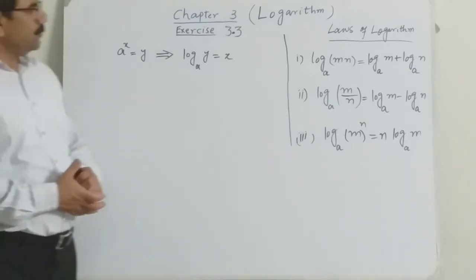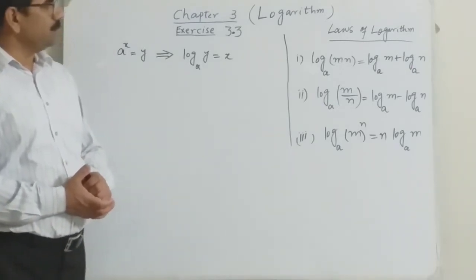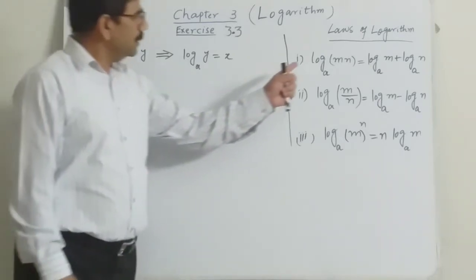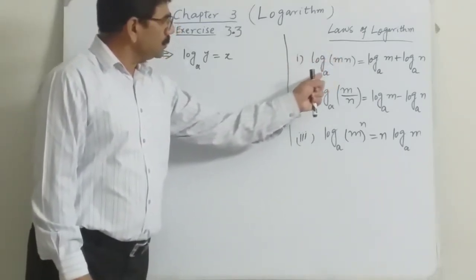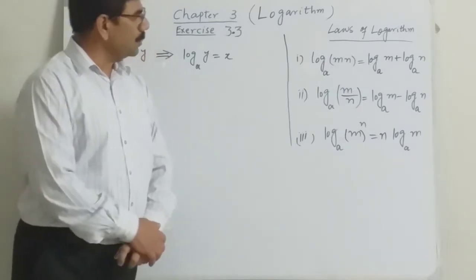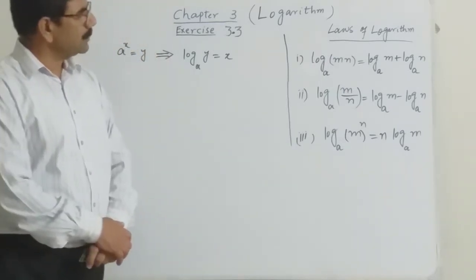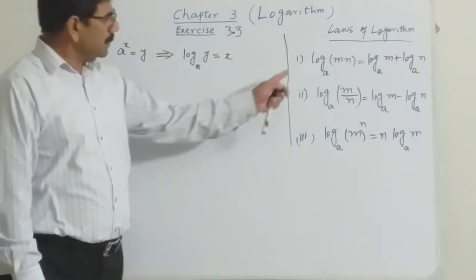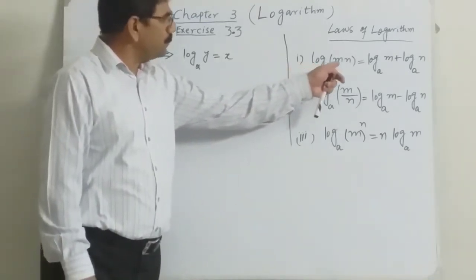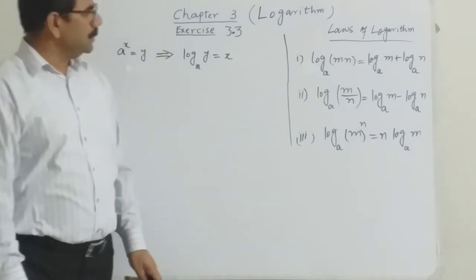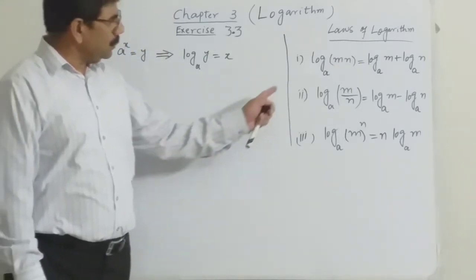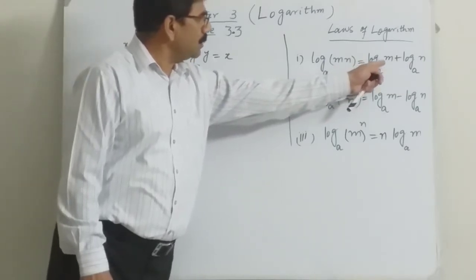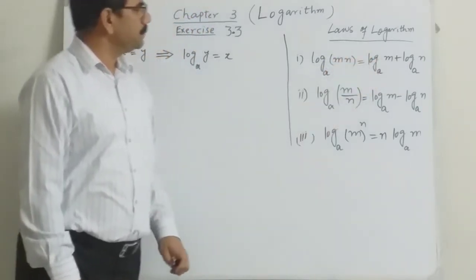Today we will study about laws of logarithm. First law is log of mn to the base a equal to log of m to the base a plus log of n to the base a. It means, if we have logarithm of product of two numbers, then that will be equal to the sum of the logarithms of those two numbers.